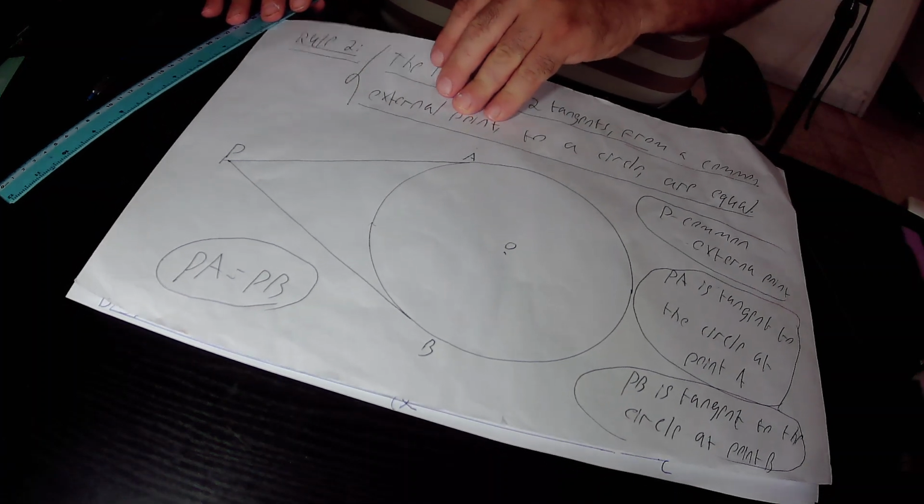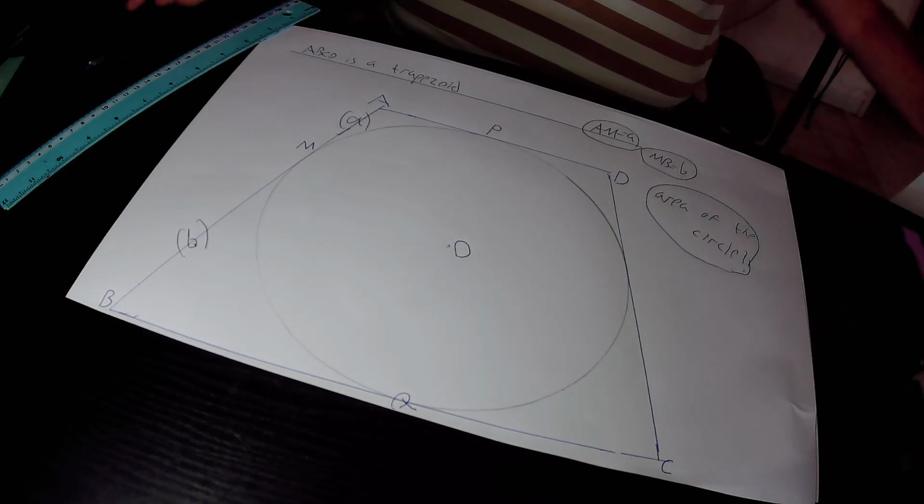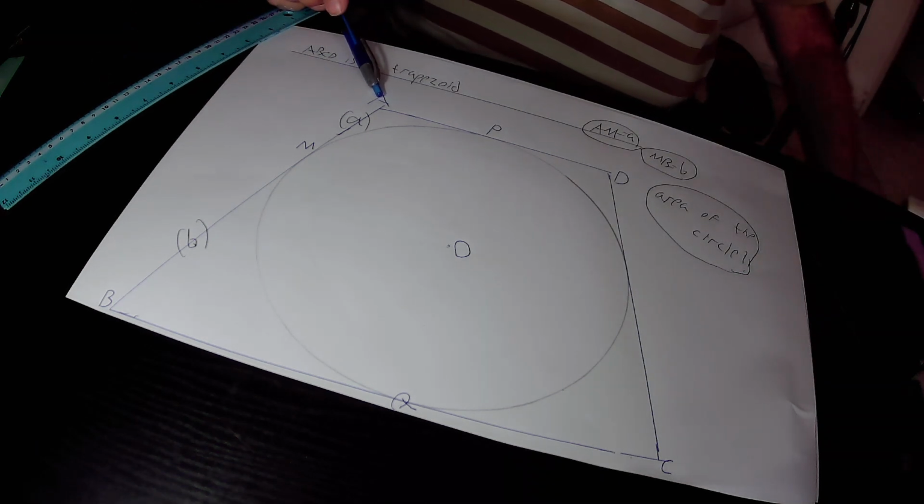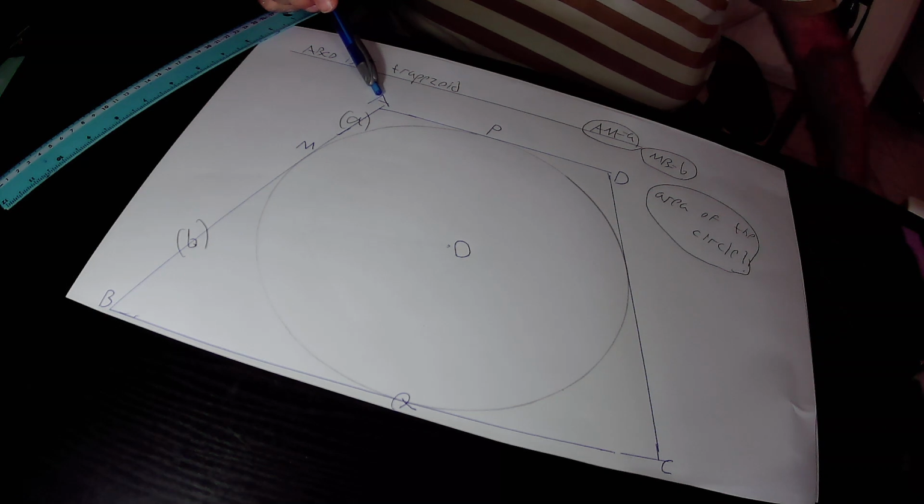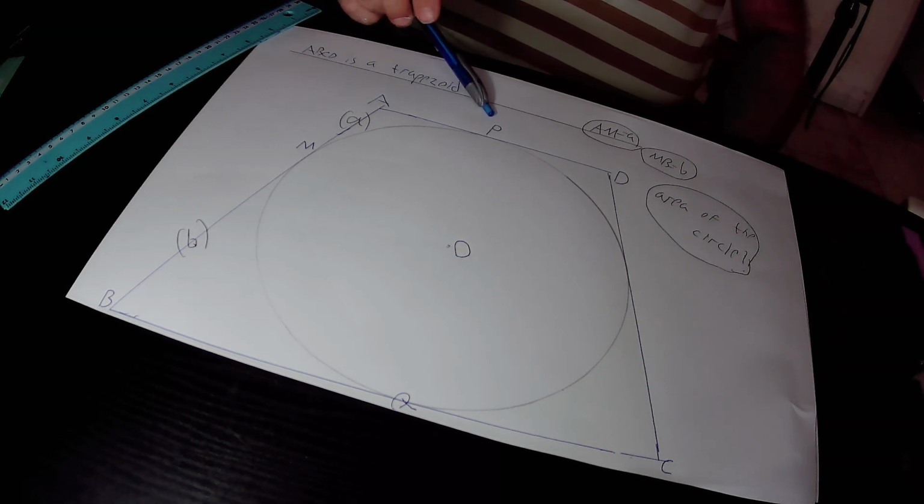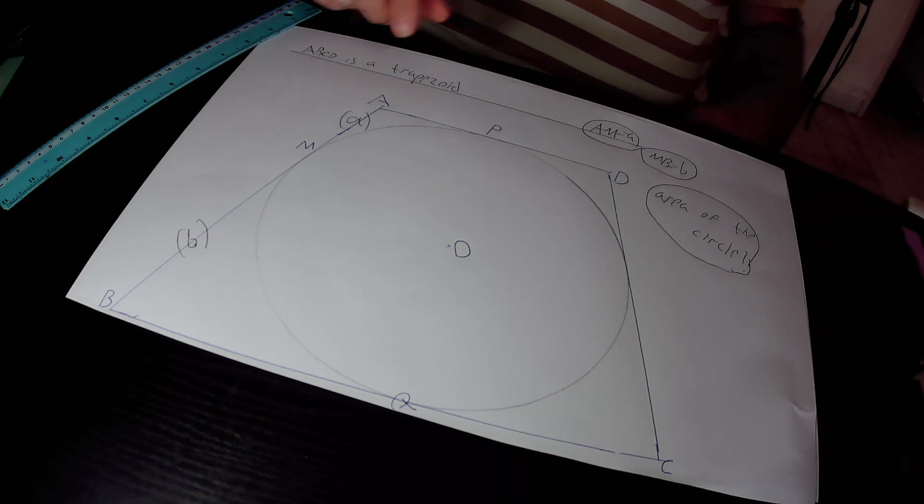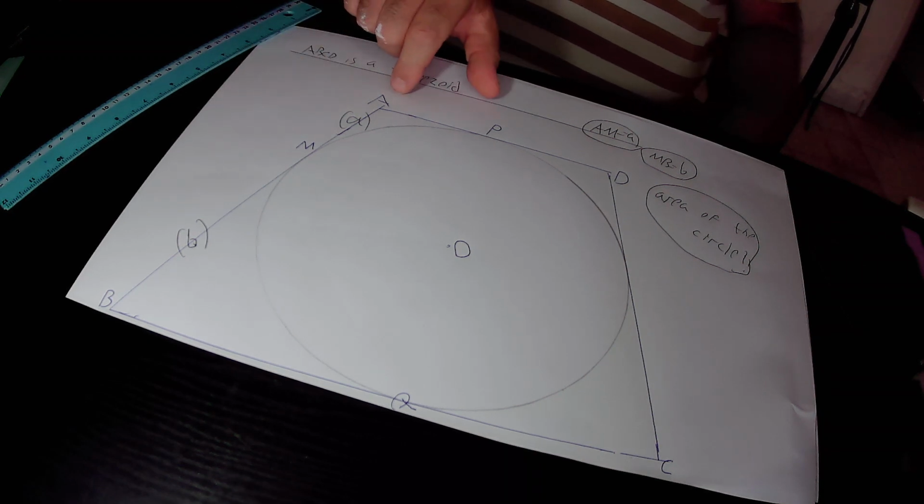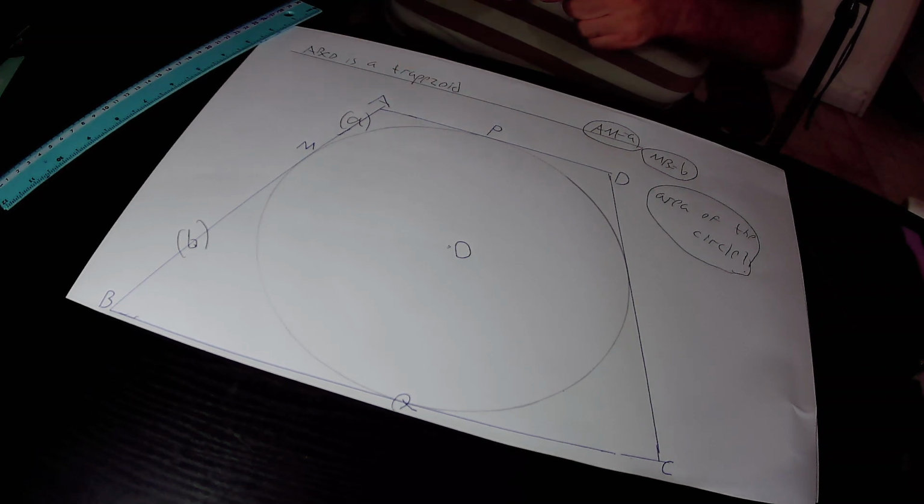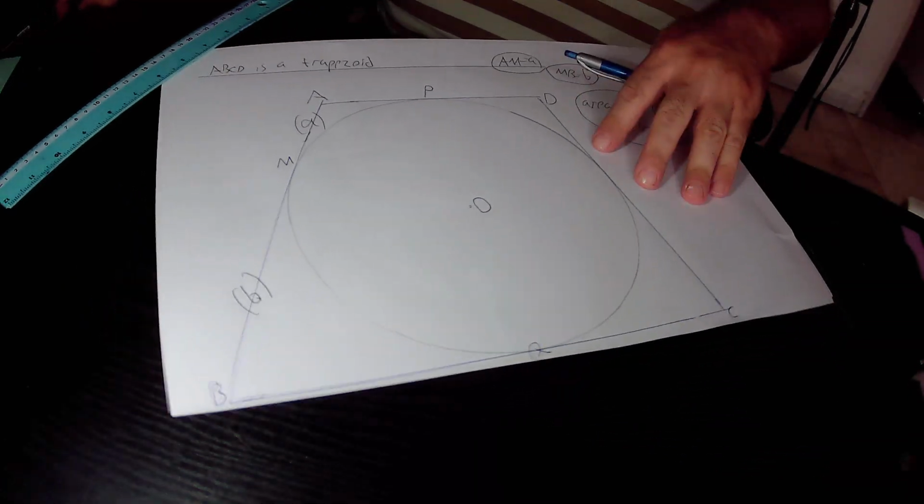So we can implement rule 2 in our drawing. If we focus on this common external point, point A, from this common external point we have two tangents to this circle, tangent AP and tangent AM. And according to rule 2, they are equal to each other. That is to say, AM equals AP. But AM equals A. Therefore, AP must also be equal to A, because they are equal to each other according to rule 2. So AP equals A units in its length. Write it down.